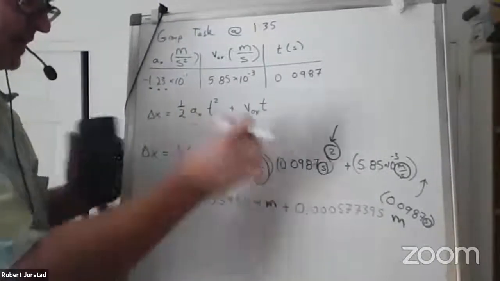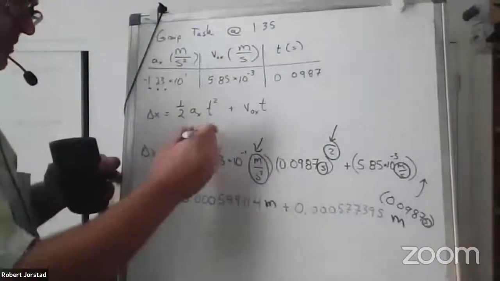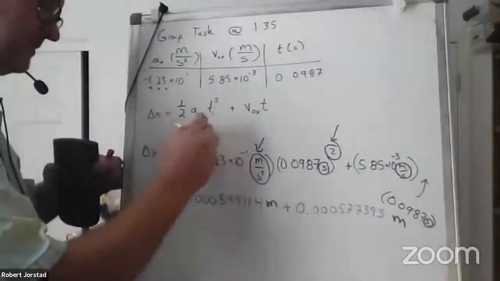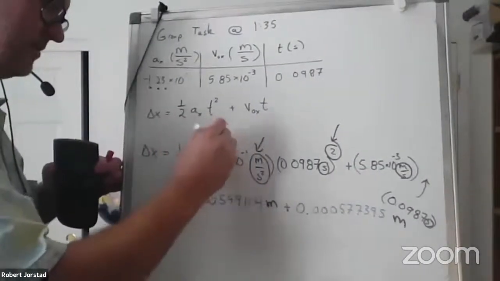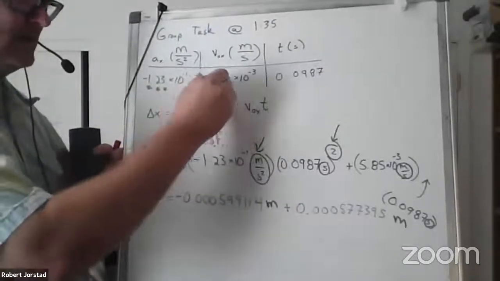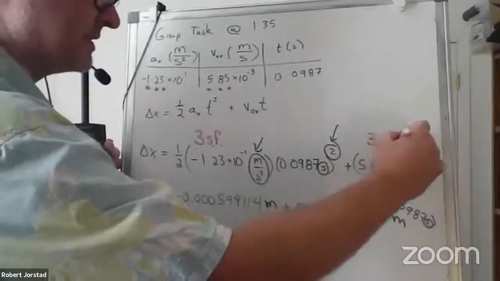Let's do this in a different color. So I'm going to try this weird green. Does that show up? No. Let's try this one. Is that a little better? Yeah. Okay. So there's 1, 2, 3 sig figs. This one, 1, 2, 3 sig figs. So this one has 3 sig figs.